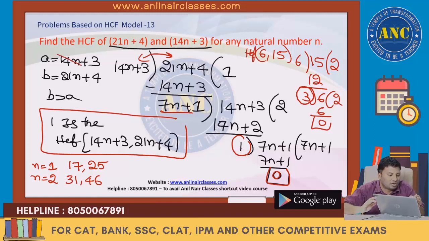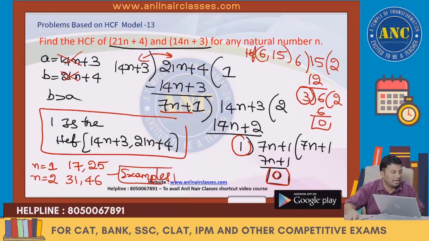Or in other words, these are nothing but 7 into something, 7 into something. So the factor of their difference is nothing but 7n plus 1. From there you can determine that the common factor will be only one number. You can take some examples to check whether the numbers are co-prime to each other or not. I hope the idea is clear. So the first answer is 1.